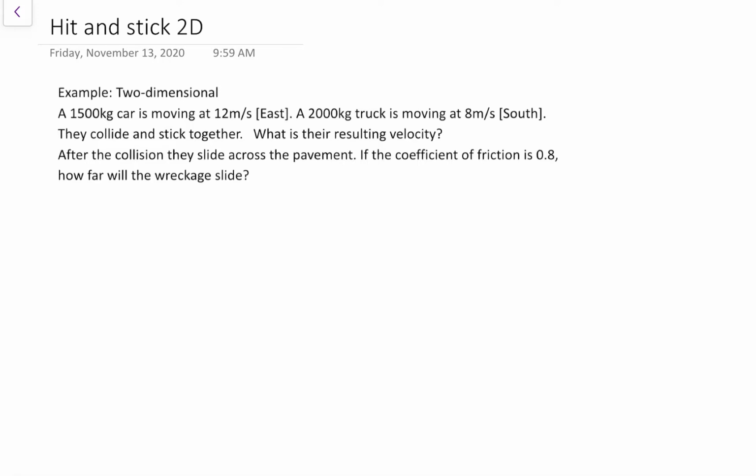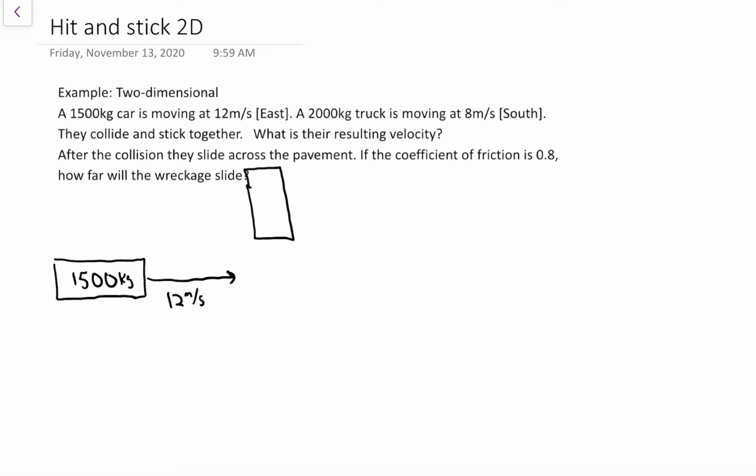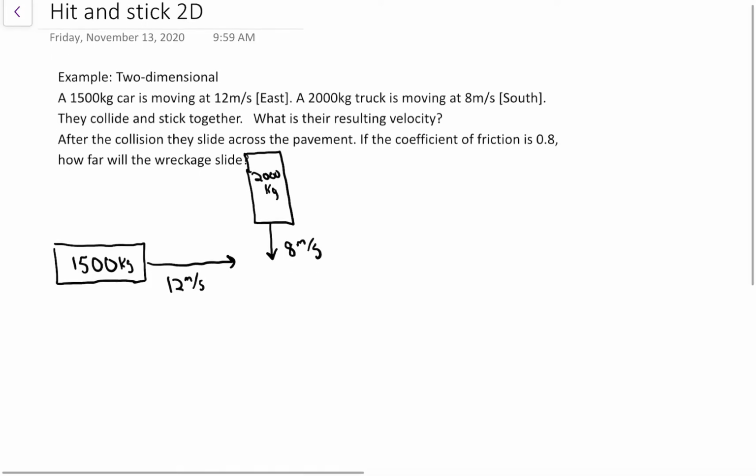This one, we've got a 1,500 kilogram car. That's going to represent my car. It's 1,500 kilograms, and it's moving 12 east. We've got a 2,000 kilogram truck moving 8 south. Not the best diagram, but that'll work. They collide, they stick together, and they're going to move off sliding across the pavement together.